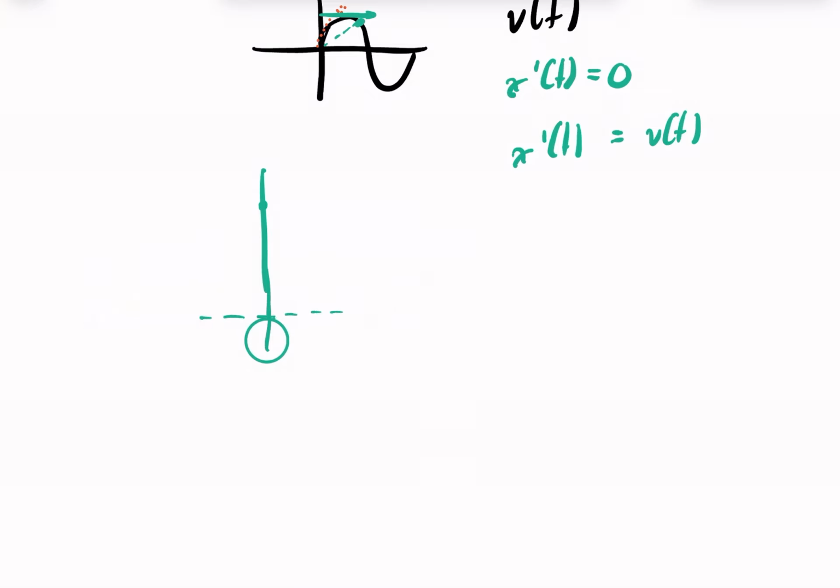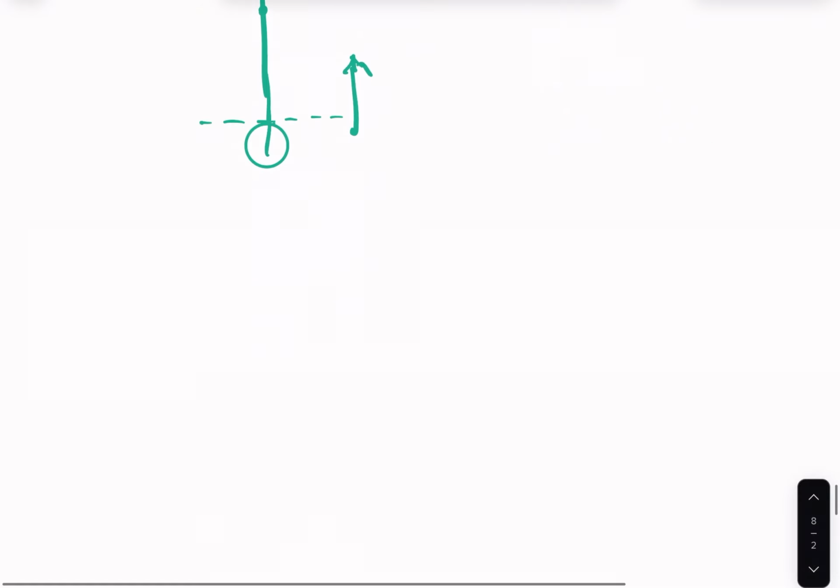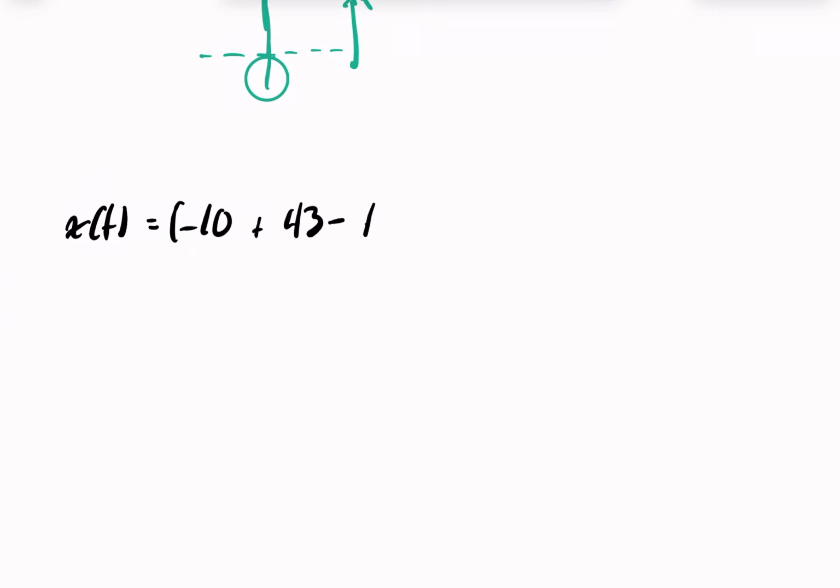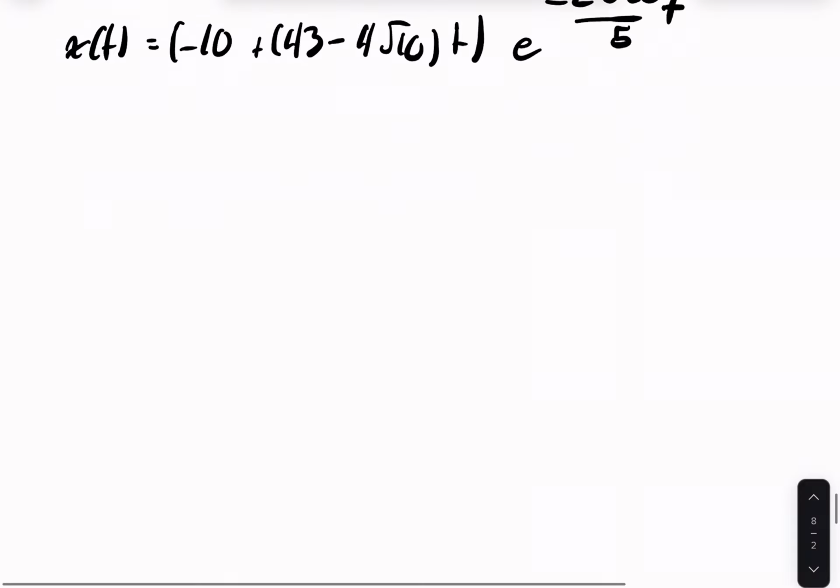Then this is when it's the farthest away, and then it'll start coming back up. So that's another way to picture it. But basically, all I'm going to be doing is just taking the derivative of my initial equation and then subbing in t and solving for t again. So, just to restate my original equation, x at t equals negative 10 plus 43 minus 4 root 10 multiplied by t, e to the negative 2 root 10 over 5t.